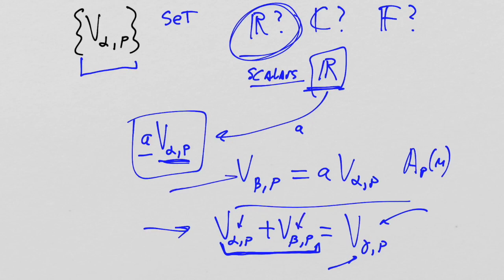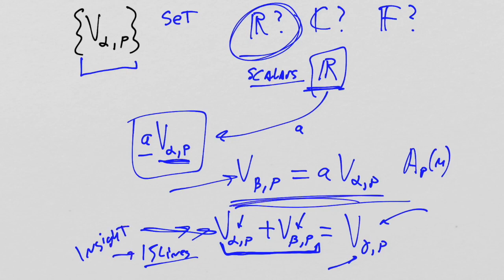It turns out this is easy, this is hard. And when I say hard, I mean this takes like 15 lines of work and a little bit of insight. This one takes insight and 15 lines of work. And this one, I think, is very, very easy. So let's dispense with the easy one first.